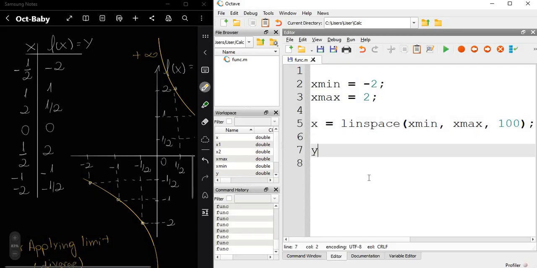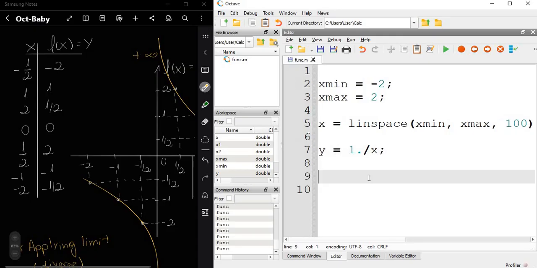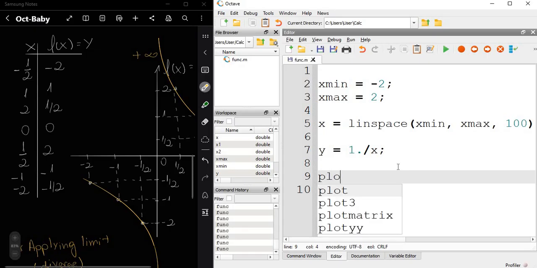Now the function itself, y, is equal to 1 over x, and right here we need to use this point. Again, you can run it, but Octave won't plot anything because we didn't ask it to. So we need to ask with the plot command. So plot the x-axis and the y-axis.